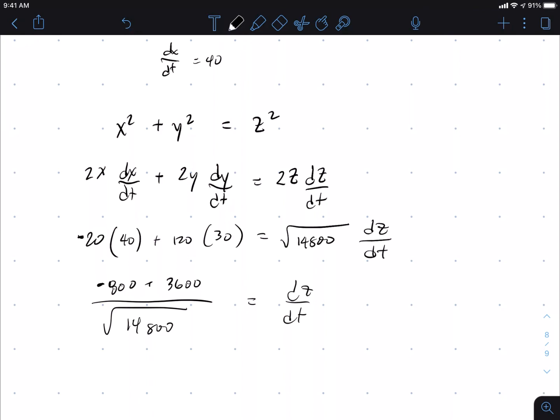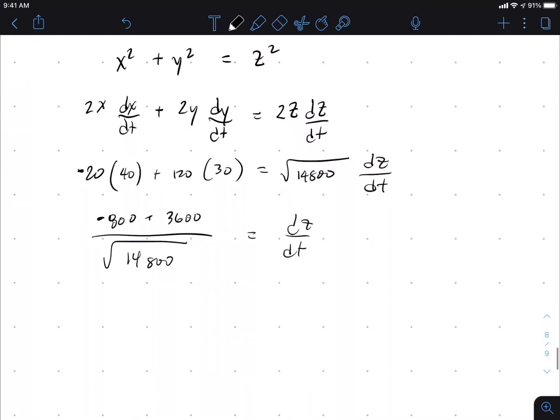Because we didn't get all the way to the 0, so we're still on the negative side, if you will. Does that make sense? Yeah. And so then that gives me my dz/dt of 23.0159 kilometers per hour.